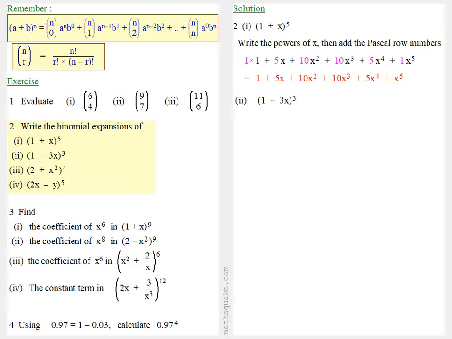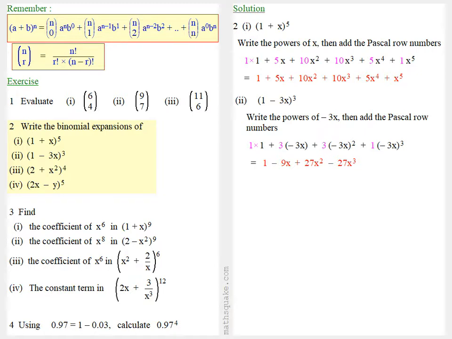In part 2, we're asked to expand (1 minus 3x) all cubed. Well, if we write the powers of minus 3x, we can then add the Pascal row numbers. So the powers are 1, plus (minus 3x), plus (minus 3x) all squared, plus (minus 3x) all cubed. And the Pascal numbers are 1, 3, 3, 1. So if we expand that out and simplify, we get 1 minus 9x plus 27x squared minus 27x cubed.